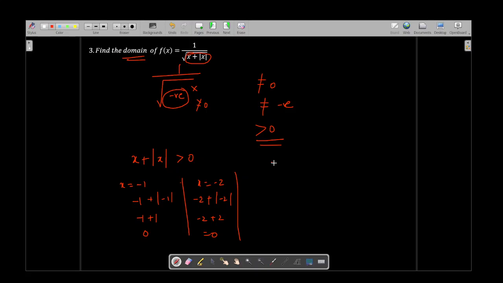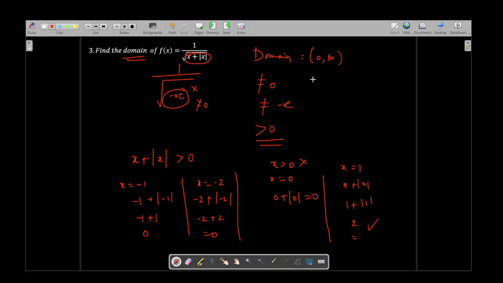Let us take positive x greater than 0. Let us put x is equal to 0. You cannot put x is equal to 0, because 0 plus 0 will give you 0. You cannot take this value also. Let us take x is equal to 1. If x is equal to 1, x plus mod x will be 1 plus mod 1. So 1 plus 1 is 2. So this is totally okay. So the domain is from 0 to infinity. 0 is not included. So I can say this as R plus.